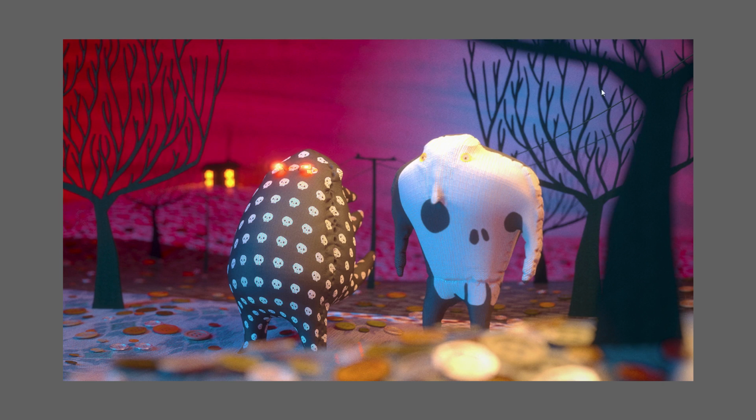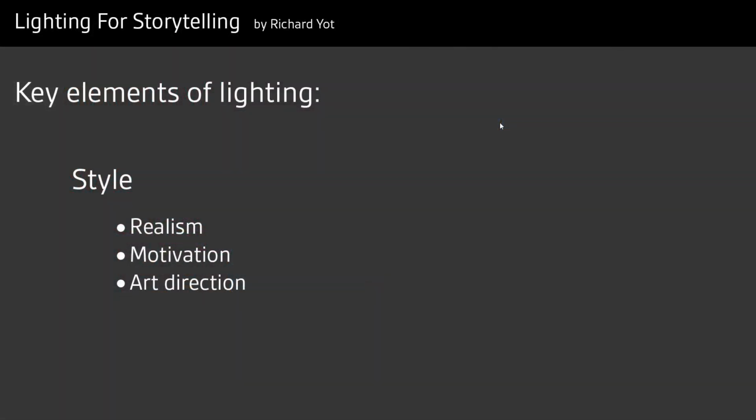But what's really valuable about this method of adjusting your lighting in post is it allows you to do a lot of experimentation. So you can take your time and try different ideas and just see what works best for you and for your particular scene. And now I'm going to move on to my third element of lighting, which is style.